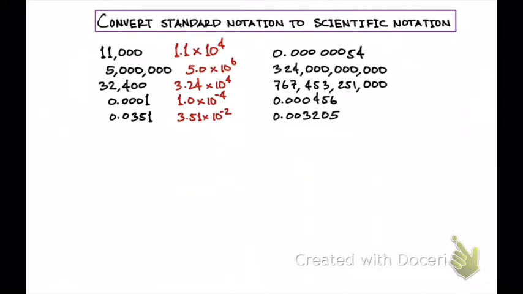Okay, what about 0.0000054? So our coefficient is going to be 5.4, and then we're going to move that decimal point 7 places to the right, and so it would have a negative 7 exponent. So 5.4 times 10 to the negative 7th power. Next, the next two are greater than 1, and so they will have a positive exponent. We have 324 billion, which in scientific notation would be 3.24 times 10 raised to the 11th power.